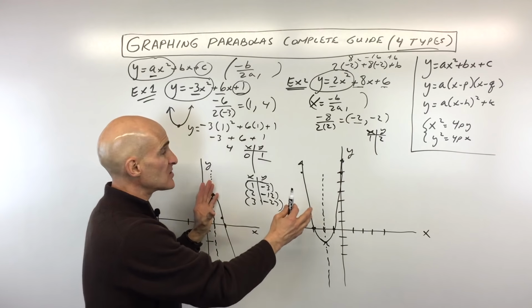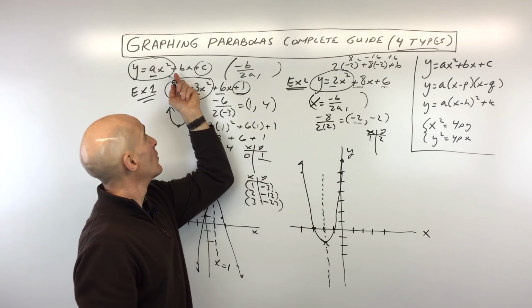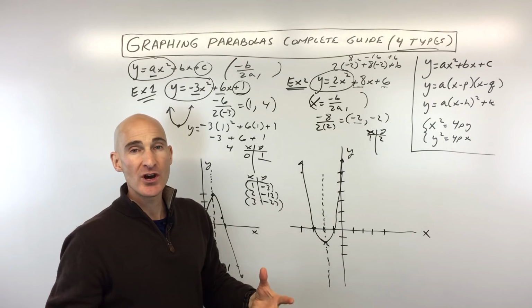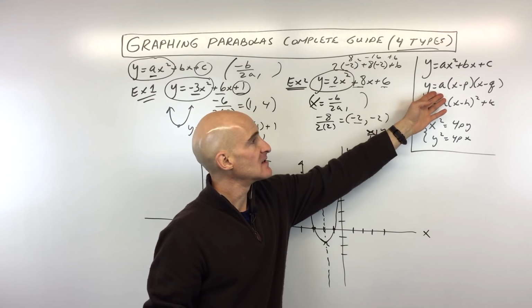Okay, so this is your basic parabola. This is using the y equals ax squared plus bx plus c form, the general form. The next one we're going to look at is the intercept form.